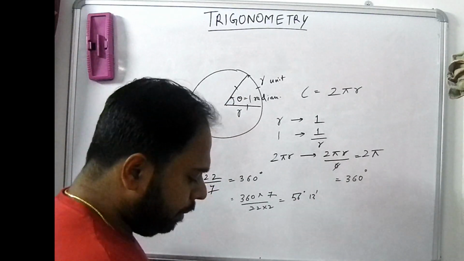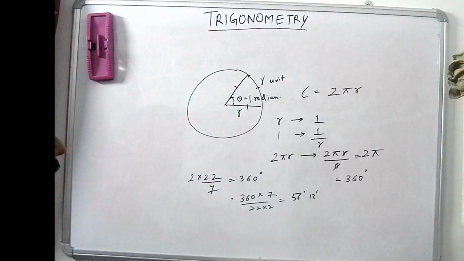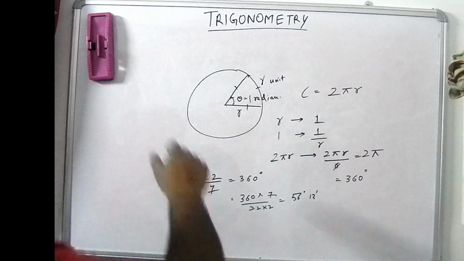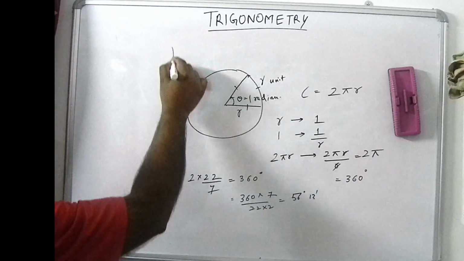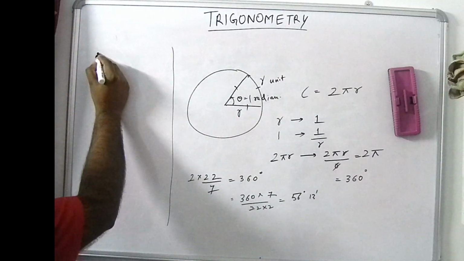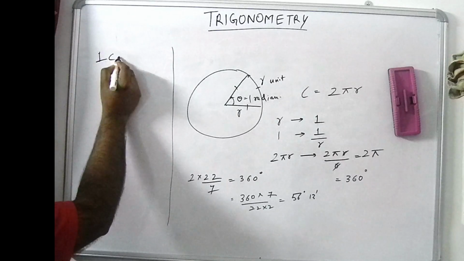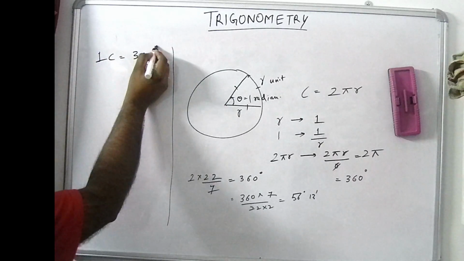So what are these minutes now? Before moving into this, I would just like to cover, as a side note, what a degree is. So one circle is 360 degrees, right? That we all know.